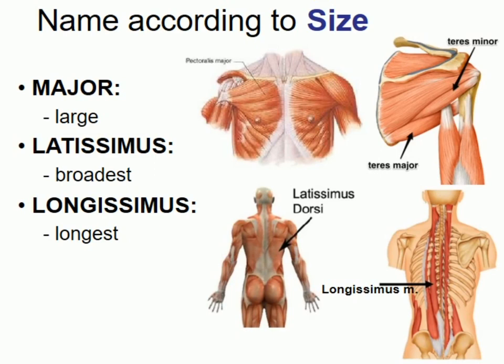Now let's move to size. As we said, major means large, latissimus means broadest, and longissimus means longest. So for example, here we have the muscle. I'm not sure if you can see it clearly, but here we have the latissimus dorsi. Latissimus dorsi originates from the thoracolumbar fascia, goes upward, passes into the shoulder, and makes its insertion there.